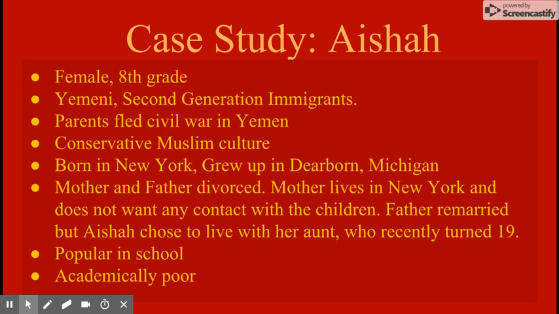In school, Aisha is very popular. She's well liked by her peers. She is considered the leader of their social group. However, academically, she's very poor. She often doesn't study for tests or turn in homework. During class, she's very disruptive. She would stand up and flick the lights on and off, or answer back the teacher in really disruptive ways throughout the class.